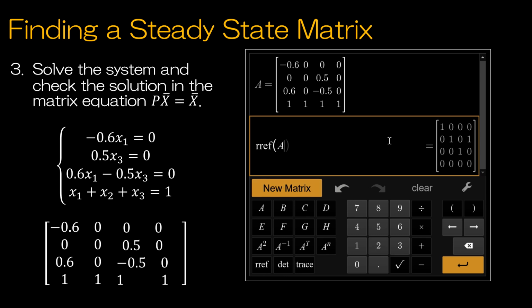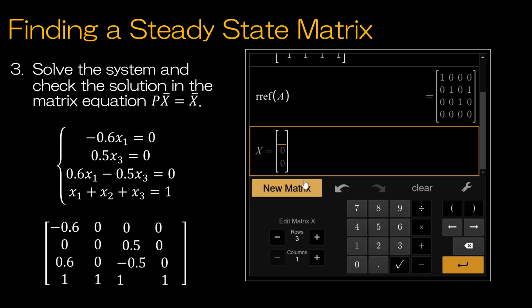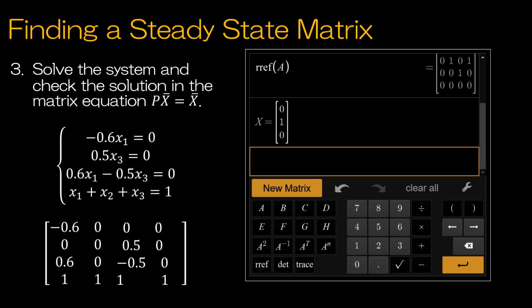So I'm going to row reduce. And I can see, just as I expected, my last row is going to be zeros. I've got 1x1 is equal to 0, 1x2 is equal to 1, and 1x3 is equal to 0. So my final solution for x bar, and I'm just going to call it x here, is going to be a 3 by 1 matrix, and it's going to be 0, 1, 0. That is the steady state matrix for this particular question. And notice that it does line up with the fact that B, which was the absorbing state, is eventually going to absorb everything.